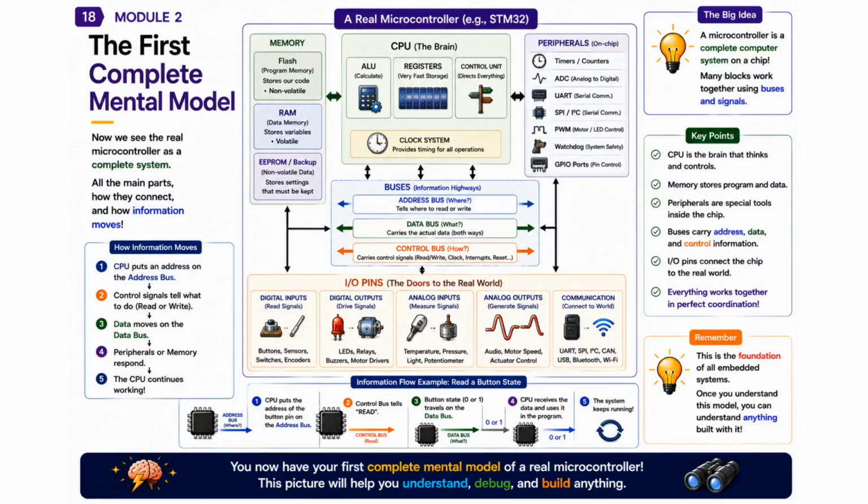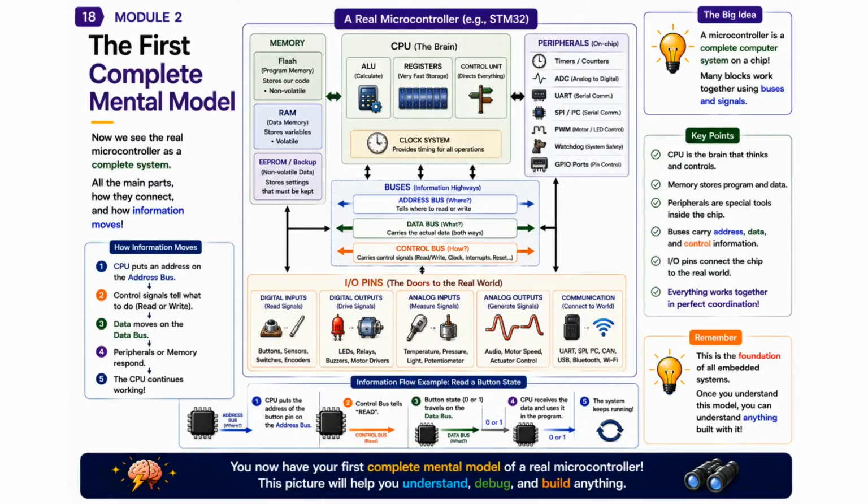Flash memory stores our program permanently. RAM stores the variables and data that the program is using right now. At the center is the CPU, the brain of the system. The ALU performs calculations. Registers provide extremely fast storage for immediate work. The control unit coordinates every operation. And the clock system provides the timing that keeps everything synchronized.